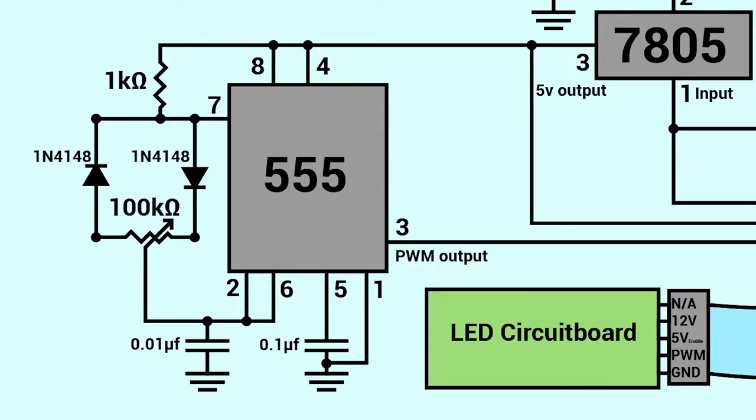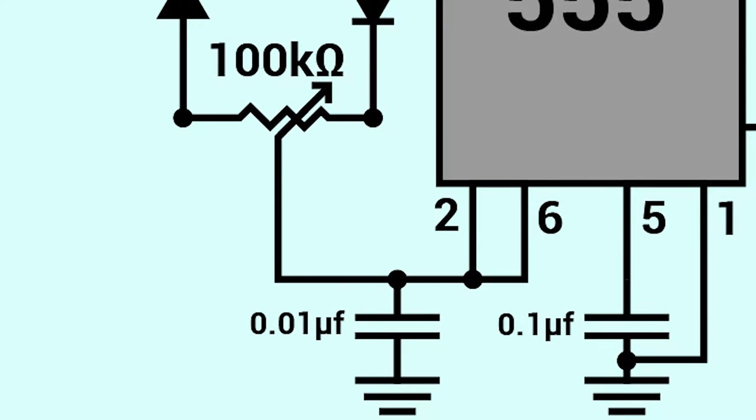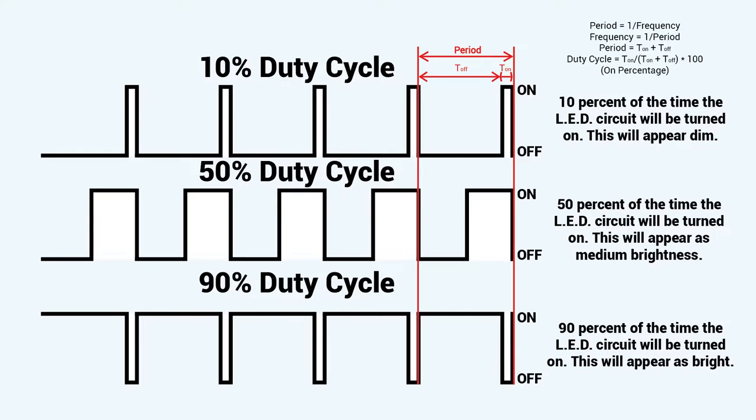This 555 timer circuit is used to vary the brightness of the LEDs. It does that by creating a pulse width modulation signal. It does that by using the potentiometer right here and the capacitor, the values of those, to change the width of the pulse, that is, how long the LED is turned on and turned off between a duty cycle, as you can see here in this graph.